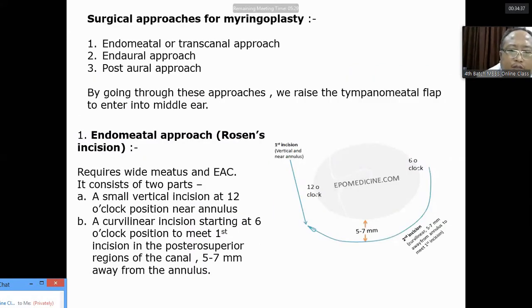This is the approach: endaural, also known as Rosen's incision. The incision is given in this part. This is the tragus, and this is the helix. In between there is a cartilage-free area. We give an incision there. This is the endaural approach, meaning through the ear canal.